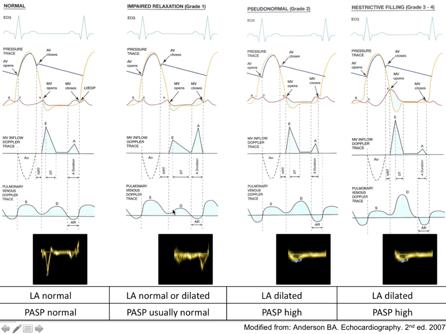And they love to ask about this on the boards too. They love to ask about the correlation between pulmonary vein and what the mitral inflow looks like for the echo boards, not for the general cardiology boards.